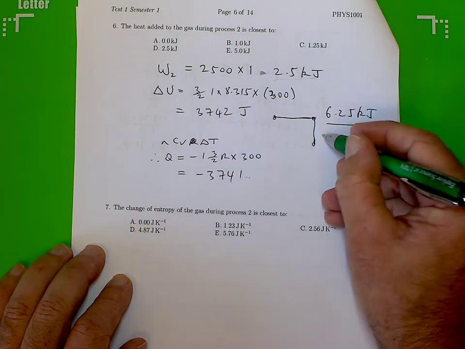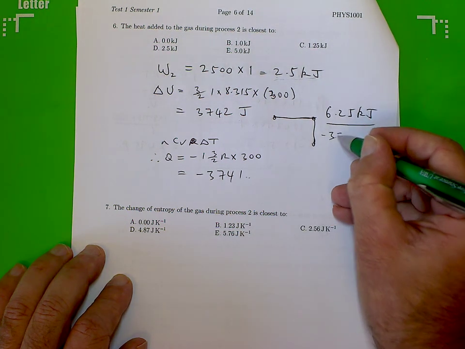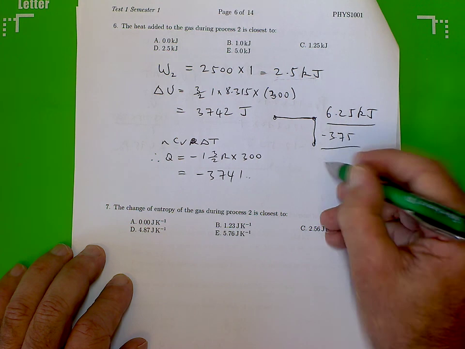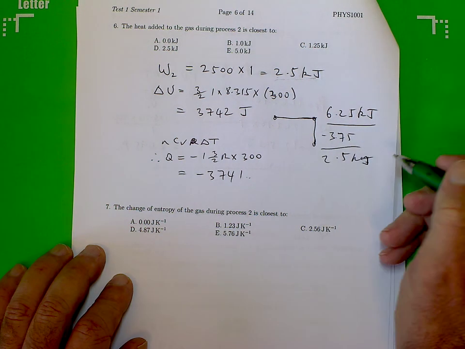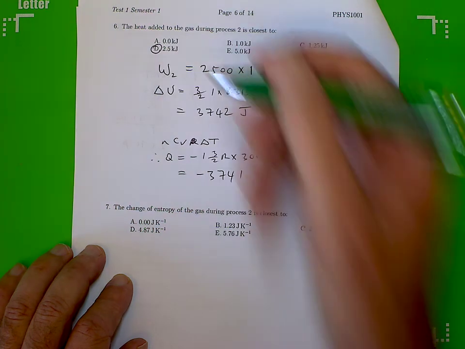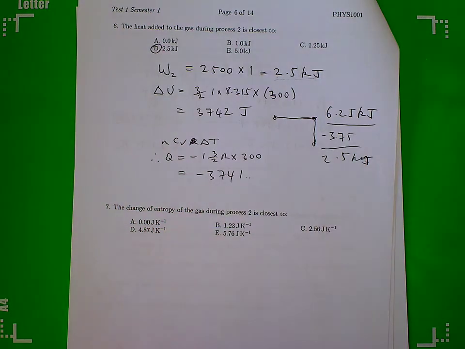Okay, so 6.25 minus 3.75 should leave us with 2.5 kilojoules. Okay, so we go for D. Oh, that was hard. Okay. Difficult. Okay.